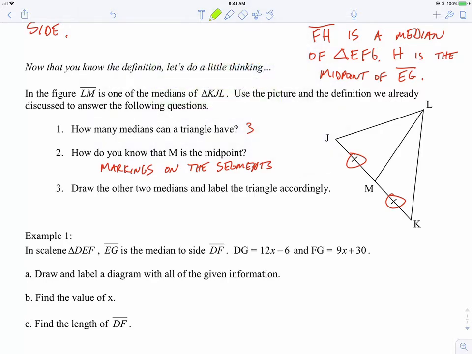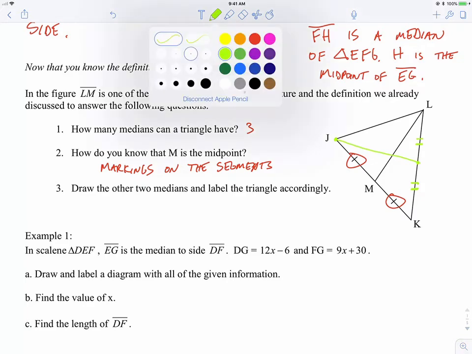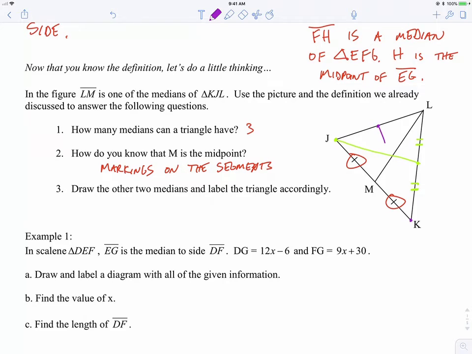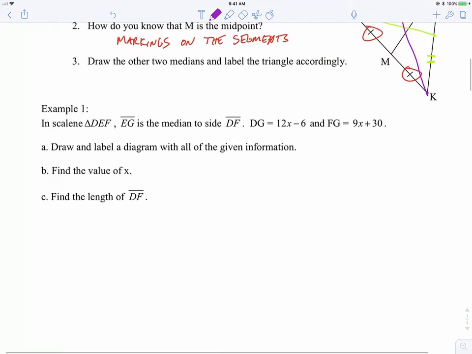So if I go to another color, if I start at this vertex, I want to connect the midpoint of the opposite side. So the middle looks about right there. So if I draw on that segment, and then I'm going to label it with my tick marks, I know those two guys are going to be congruent. So there's one of the other ones. And remember, there's 3 in total. Now if I go from the vertex K and I find approximately the midpoint on JL, if I connect that segment and I mark those congruent, then I know it's the midpoint and therefore it's a median.